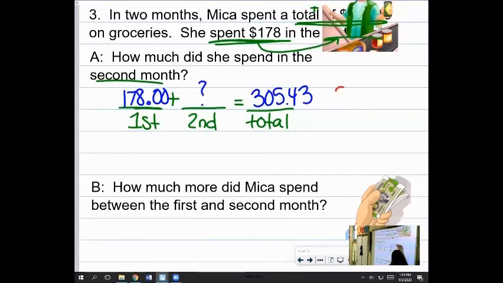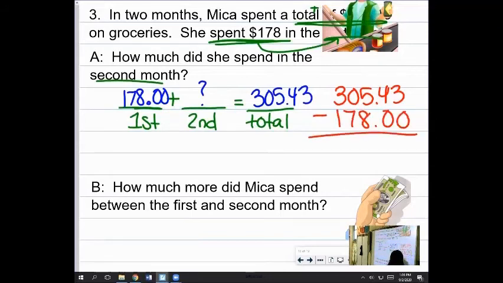We have then, I'm gonna take $305.43 minus the money I spent in the first month. And I don't have to borrow here because I am taking 3 minus 0 and 4 minus 0. I do have to borrow, oopsies, it's 15. Make it a 9 and make this a 2. Okay, so 15 minus that is 7, 2, and 1.